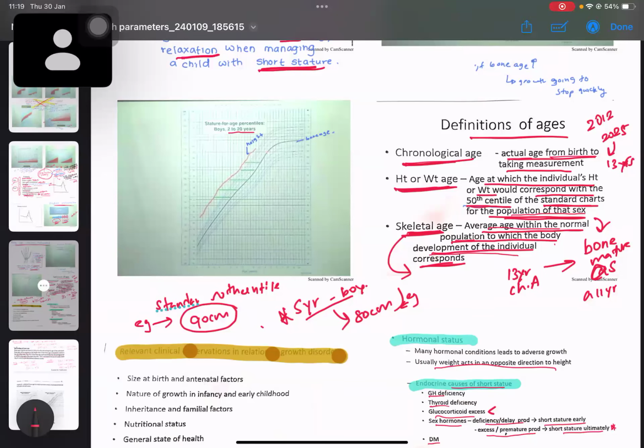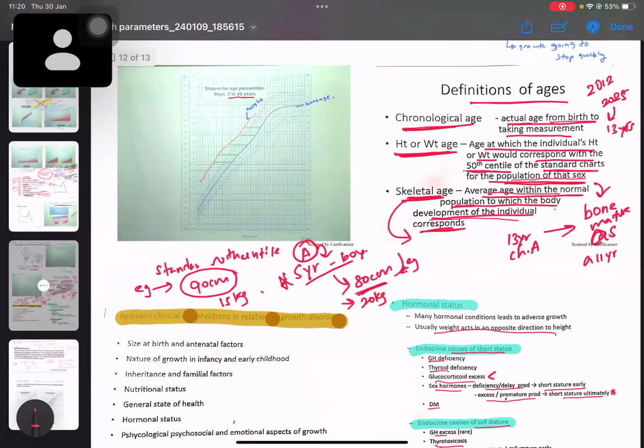But for this child A, the height is 80 centimeters at 5 years, so the height is not enough. That's the meaning of height for age. Or if it's weight for age, if the child is 20 kg and should be 15 kg at 5 years, this is overweight. To compare, the height or weight for age is taken.